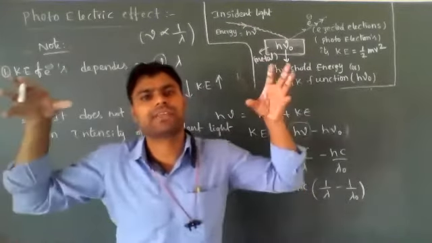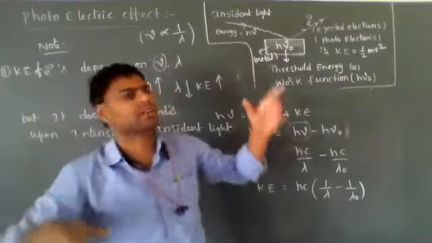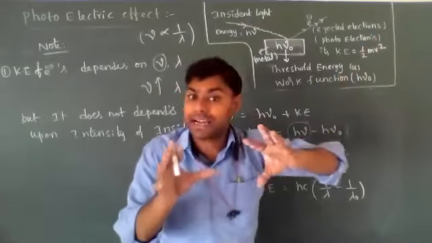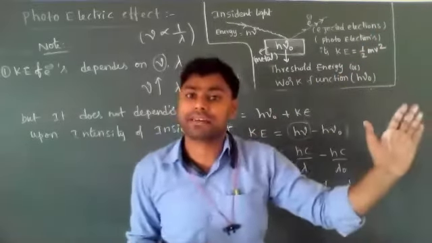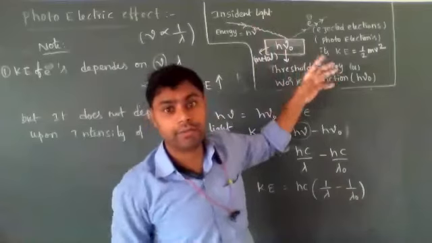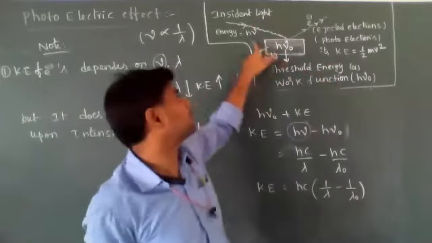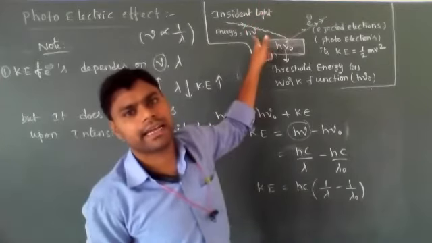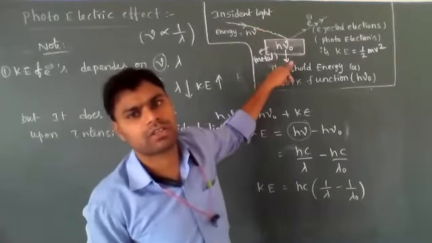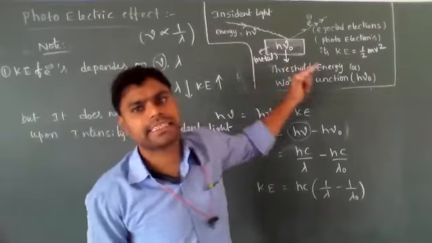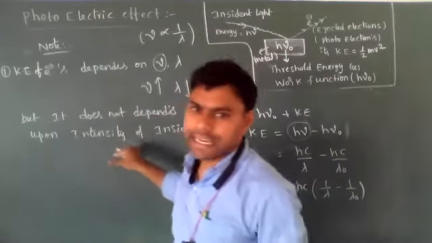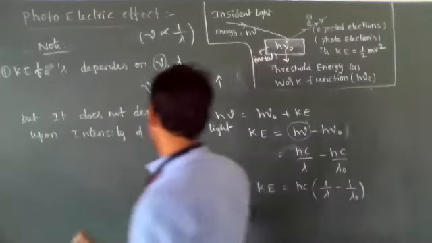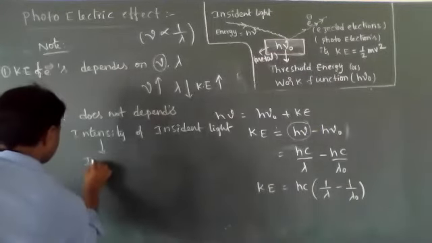More number of incident light radiations passing on the surface of the metal means more electrons will eject. But the kinetic energy of the electrons depends on the energy of each radiation. With more light radiations of the same energy, the intensity increases, but the energy of incident light stays constant. That's why intensity is independent of kinetic energy.